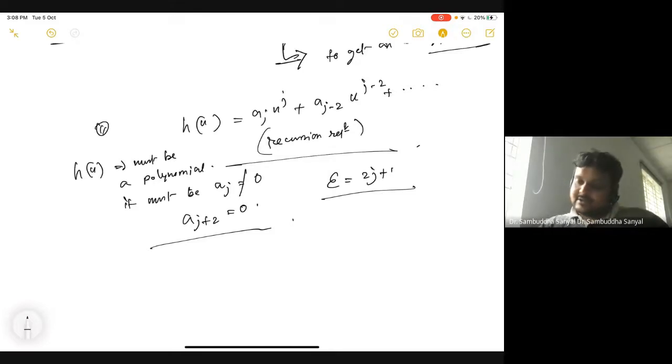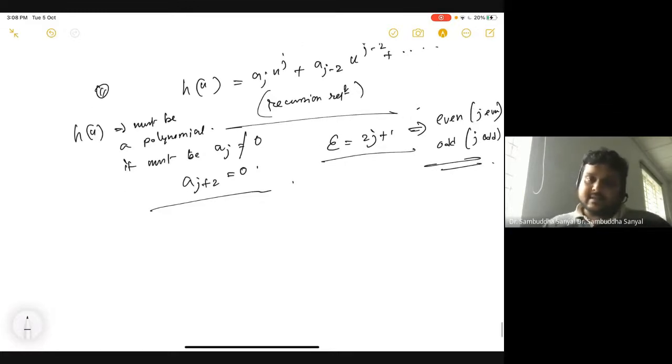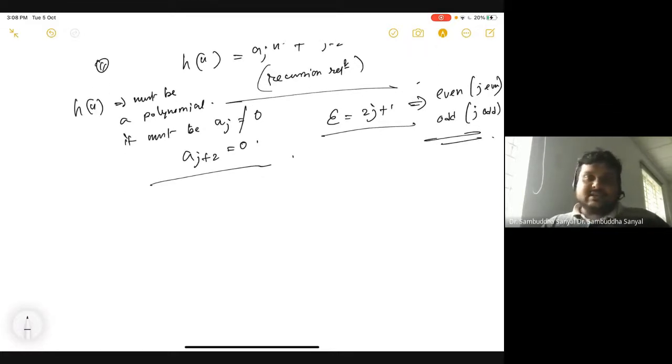Okay. So the solutions could be even, that means the j could be even, or odd. So that is basically the criteria. So whether j is even or odd, there is always a solution, and the even one is with energy 2j plus 1, and the odd is also energy 2j plus 1.